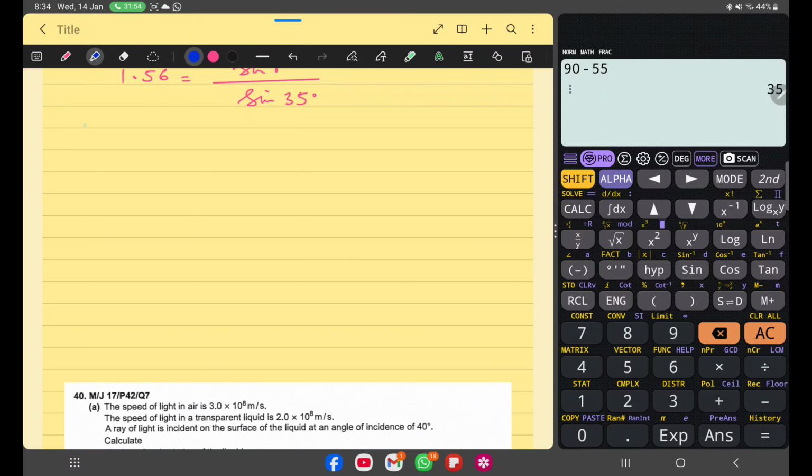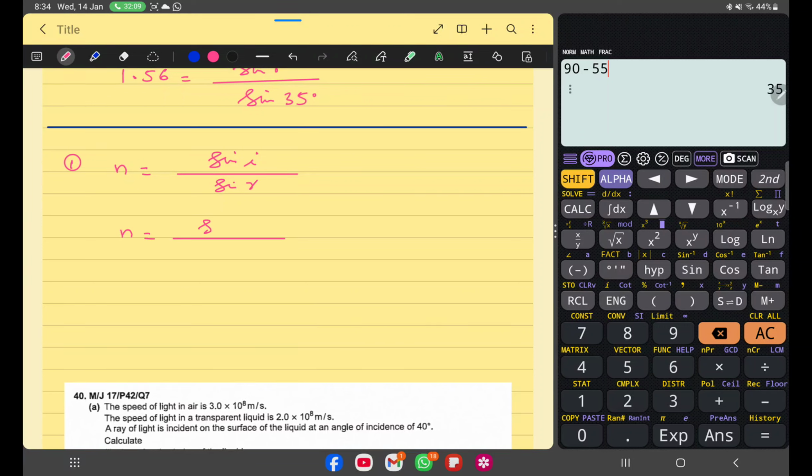Now I am teaching you a new formula of refractive index. Formula number one, sin I upon sin R. Formula number two, sin R over sin I. And now I am teaching you a new third formula. Formula number one is air to glass, formula number two is glass to air.